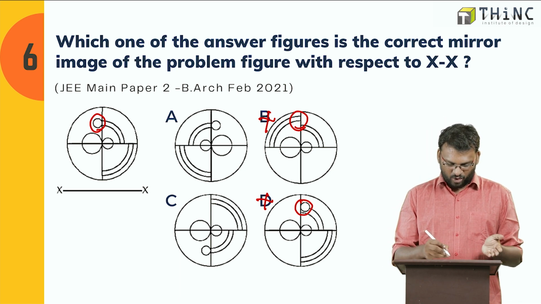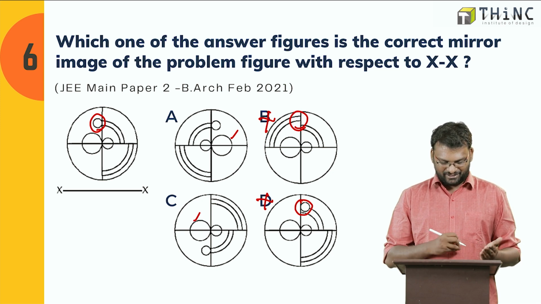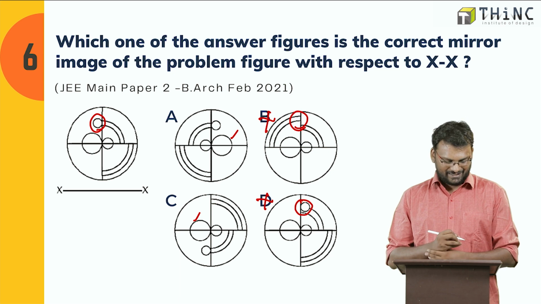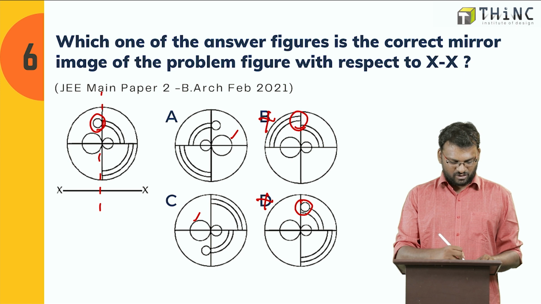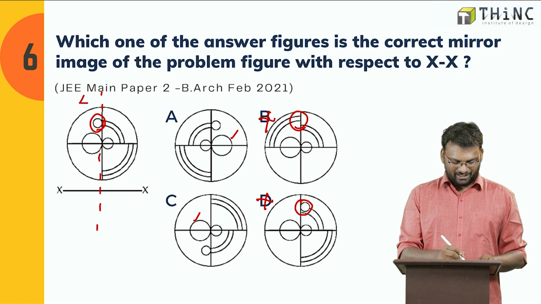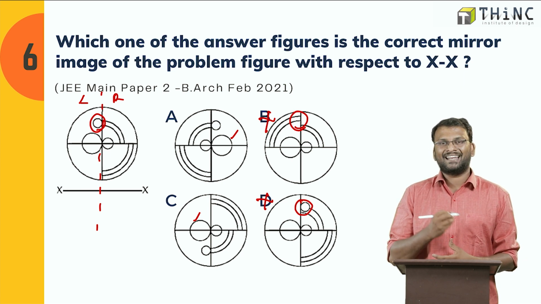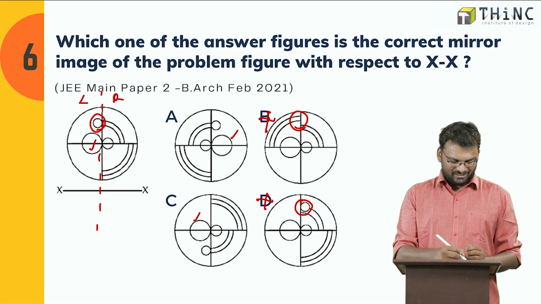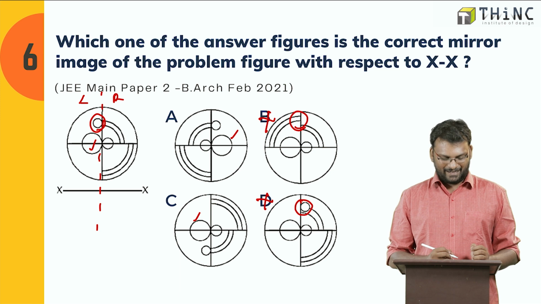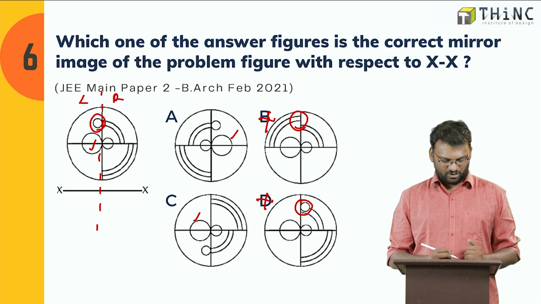Let's focus on this larger circle. These larger circles have different positions in options A and C. So let's come to the question figure. I'm drawing one line of reference over here, marking left and right. I told you at the beginning there will be no left to right change. So this larger circle will always remain on the left side, because there is no lateral inversion. Top to bottom change is permitted, but left to right is not permitted at all.